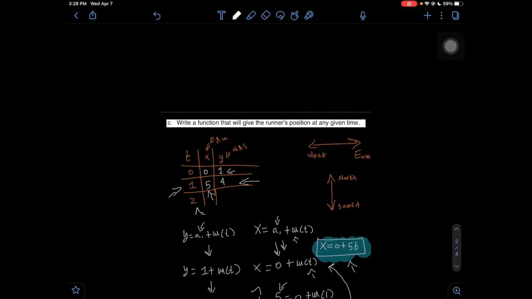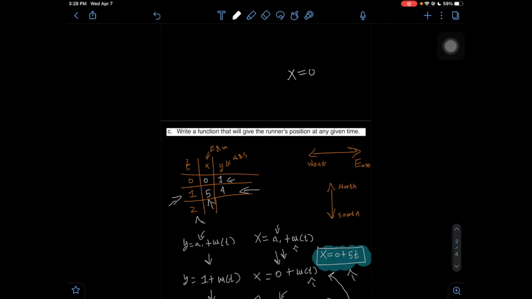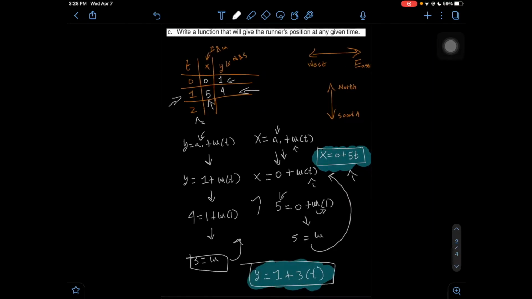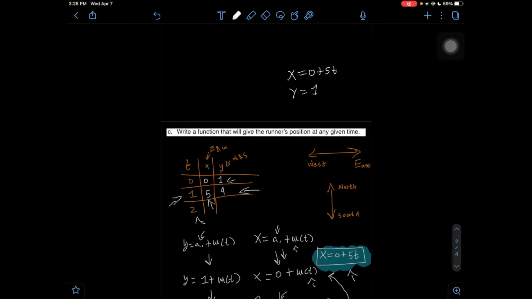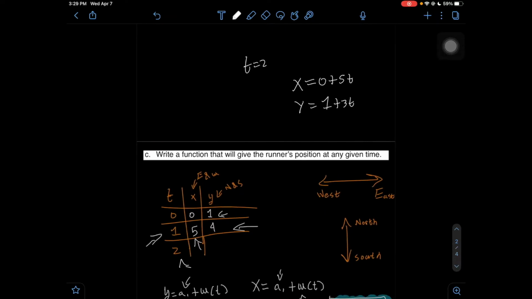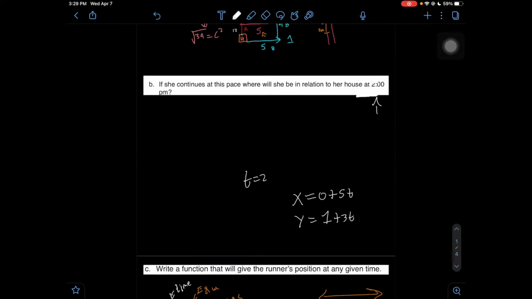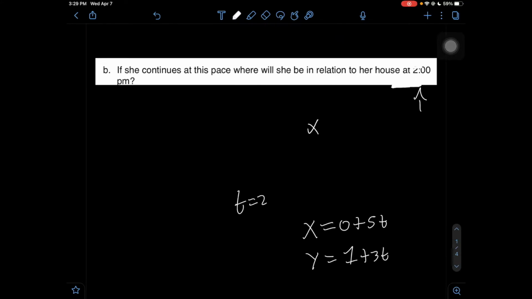So let's just write it up here. So we know x equals 0 plus 5t, and y equals 1 plus 3t, and t equals 2 because it's the second hour, and t represents time. So now let's do that up here. Well, t equals 2, so we have x equals 0 plus 5 times 2. 5 times 2 is just 10. 0 is nothing. x equals 10.